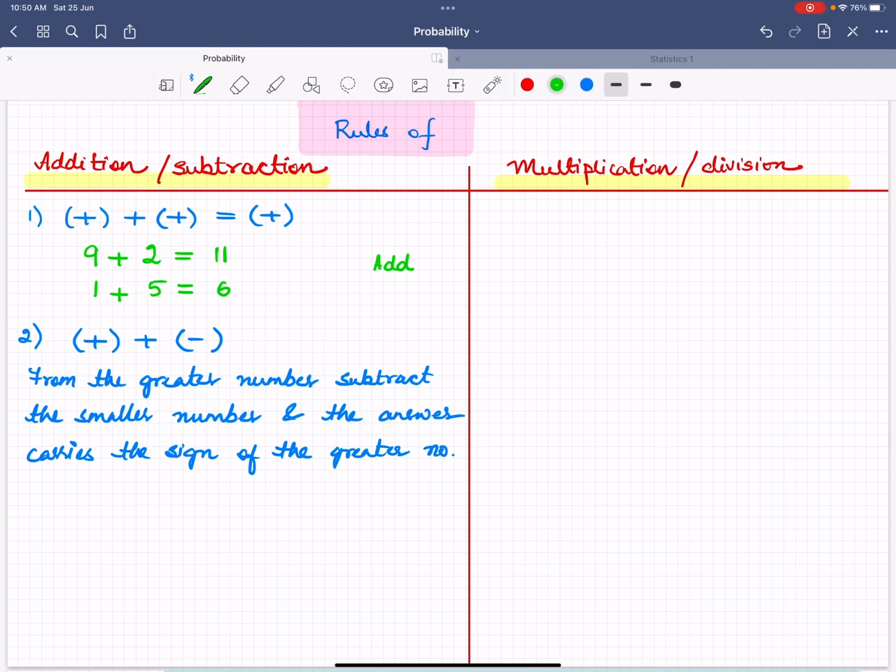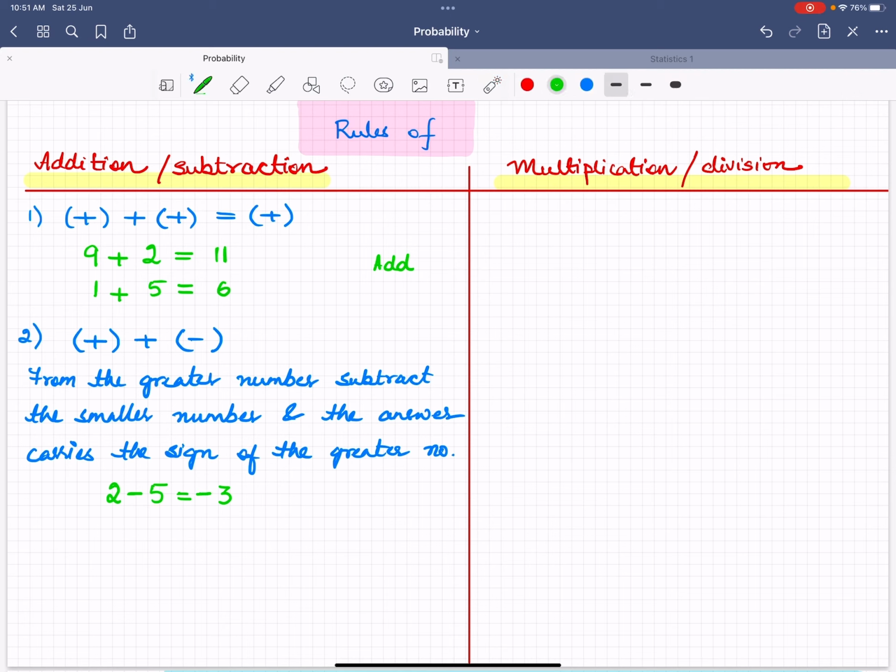So if I have a positive number and a negative number, which is my greater number? My greater number is 5. So from 5, which is the greater number, I need to subtract the smaller number, which is 2. When I subtract 2 from 5, I get 3. But is 3 the answer? No. The answer must carry the sign of the greater number. The sign of the greater number is negative and hence the answer must be negative.